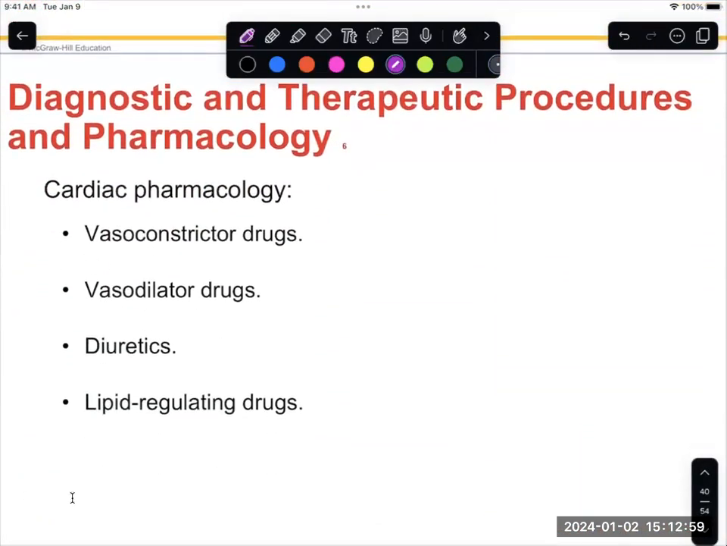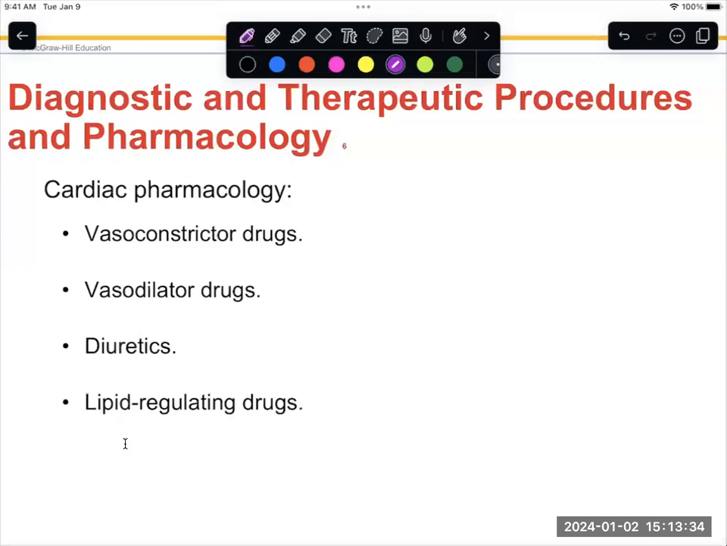We have vasoconstrictor drugs. These contract the smooth muscle found in blood vessels, so they make those blood vessels smaller, and they can increase both arterial and venous blood pressures. They are called pressor drugs. These drugs are used to help resuscitate seriously ill patients and for treatment of hypotension in the operating room, or OR.